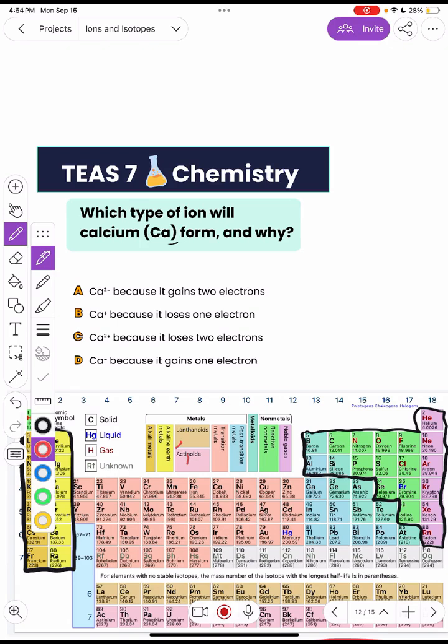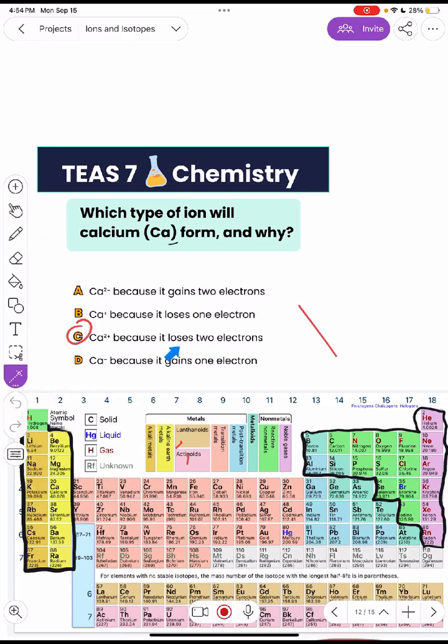Okay, here we go on this one. If you said that it is Ca2+, because it loses 2 electrons, then that is correct. Remember, if you are on the left-hand side, left, lose, right, receive. Shout out to Maria for that great little alliteration. Left, lose, right, receive. We're on the left-hand side here, so we're going to lose 2.